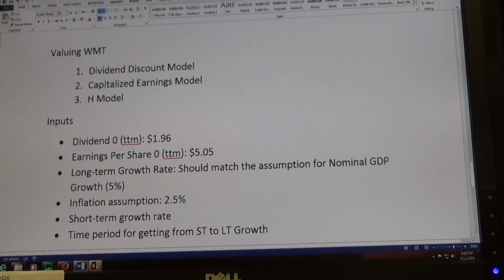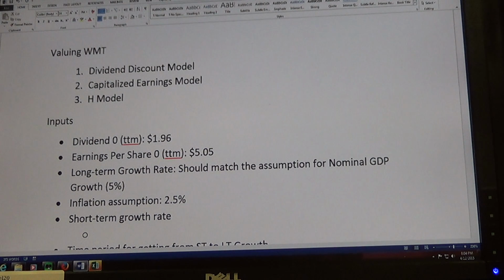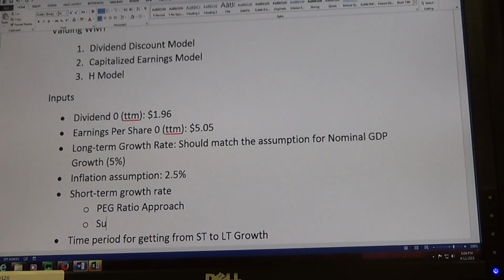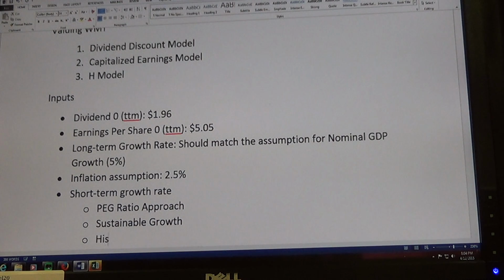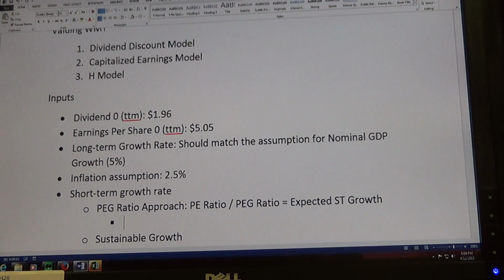And then the short-term growth rate, we have a few issues here we could adjust. One could be the PEG ratio approach. One could be sustainable growth. And the other one, we could look at historical growth. So we'll do each one of these. The PEG ratio approach says take the PE ratio and divide it by the PEG ratio, and that should be expected short-term growth.